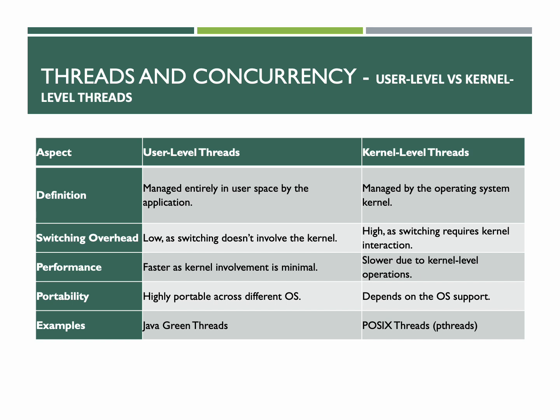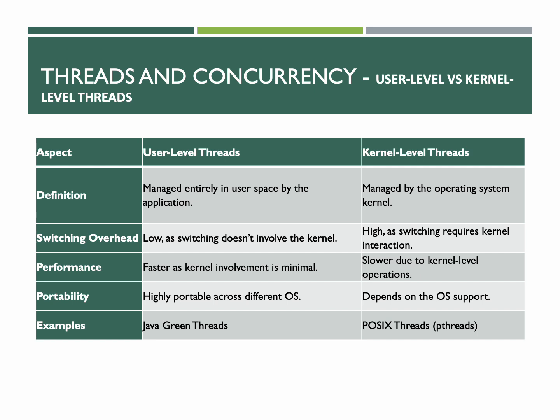Okay, so now we'll see user level versus kernel level threads. Threads can be implemented at two levels, user level and kernel level. Each has unique characteristics and trade offs that make them suitable for different applications.